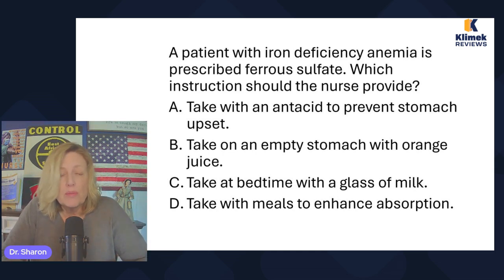So I know things are absorbed best on an empty stomach. Orange juice has vitamin C, which helps the absorption of iron. So I like B, take at bedtime with a glass of milk. Well, I just said I don't like milk with iron because it prevents absorption. So I'm taking that off.